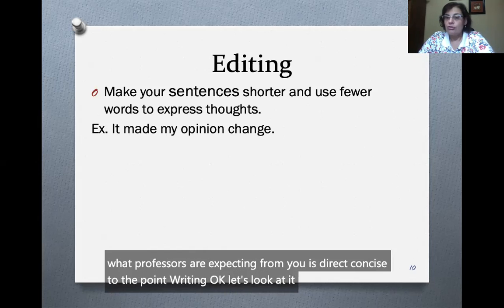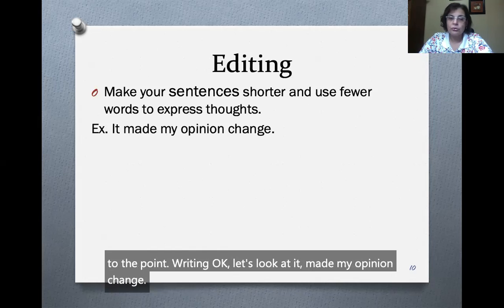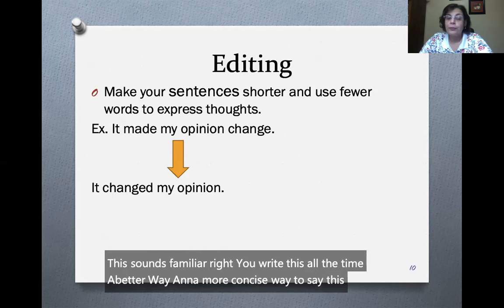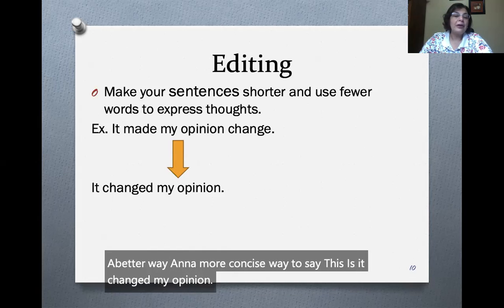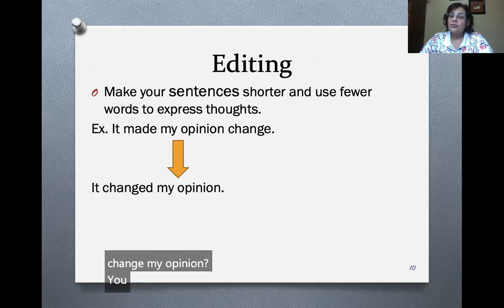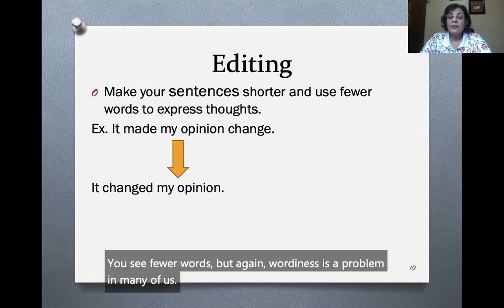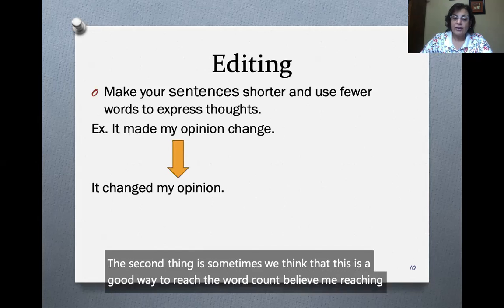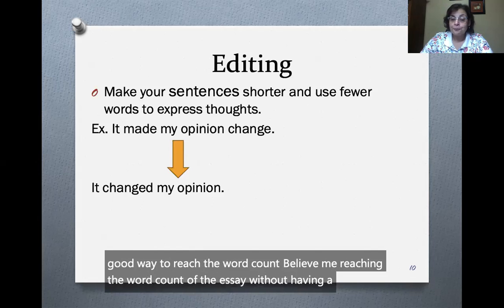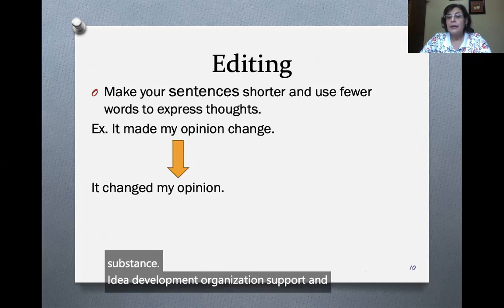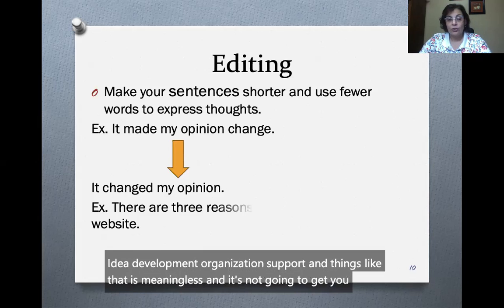Let's look at the next one. It made my opinion change. This sounds familiar, right? You write this all the time. A better and more concise way to say this is, it changed my opinion. That's it. Why say it made my opinion change? Why not change my opinion? You see, fewer words. Wordiness is a problem in many of us. The second thing is sometimes we think that this is a good way to reach the word count. Believe me, reaching the word count of the essay without having good substance, idea development, organization, support, and things like that is meaningless. It's not going to get you anywhere or get you any more points.